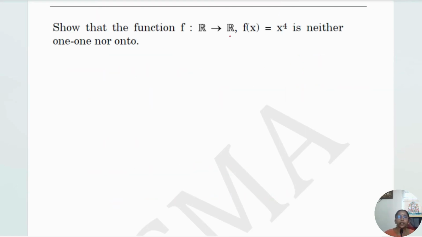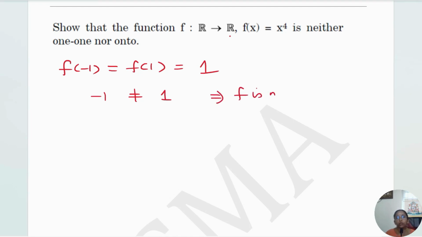Show that the function f from R to R, real numbers to real numbers, f(x) = x^4, is neither 1 to 1 nor onto. We have to prove it. So first go with the data. f(-1) = f(+1). The function is x^4, so (-1)^4 and (+1)^4 are both equal to 1, whereas -1 is not equal to +1. So the function f is not 1 to 1.